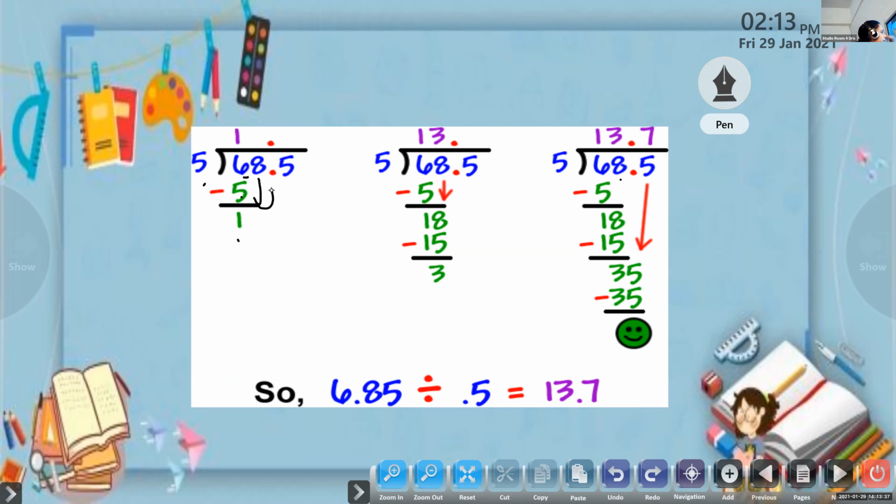Now bring down 8, 18. 3 into 5 is 15. Now subtract, 3. So after this, you have to line up the decimal point just above the line in the answer, 13 point. Now bring down 5, 35. So 7 into 5 is 35. So only in decimal numbers, what we have to do, you have to line up the decimal point in the quotient.